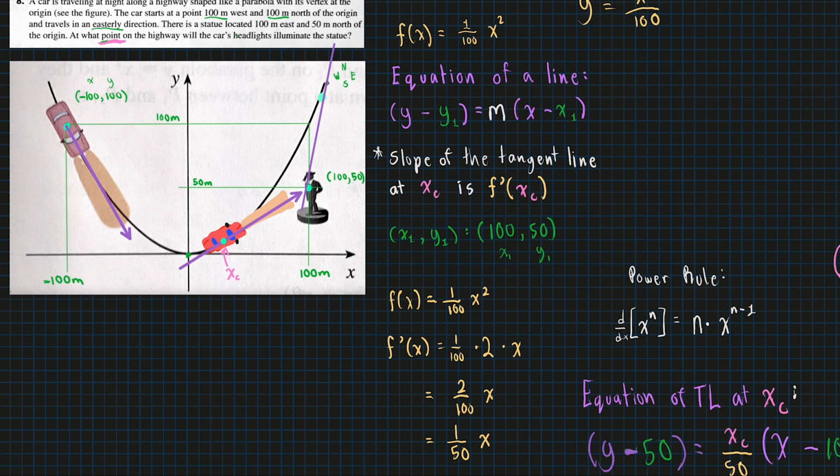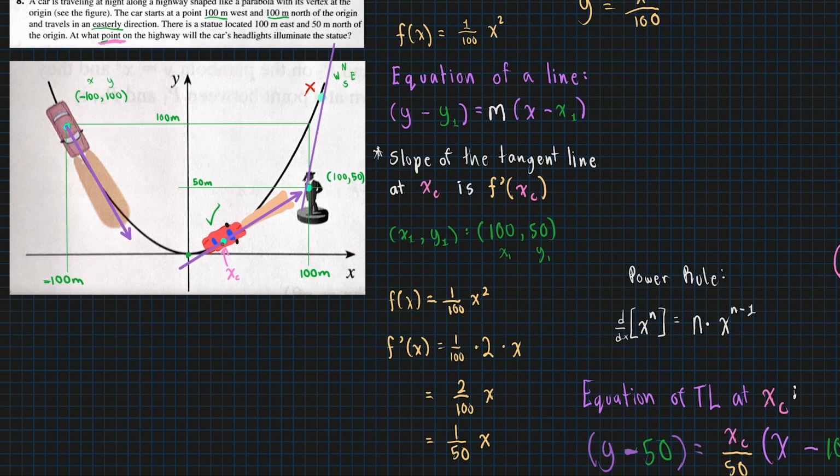Do we see a problem with this second line? Well, the problem is that it's asking where on the highway will the car's headlights illuminate the statue? If the car is here, the headlights would have to shine the statue from the back. Are there any headlights on the back of this car? No, there aren't. We can see that from this diagram. There are no headlights coming out the back of this car. So really, the only valid answer is this point right here, not this point. So this point, check, this is the one we're looking for. This point, no good. There are no headlights coming out the back of the car.